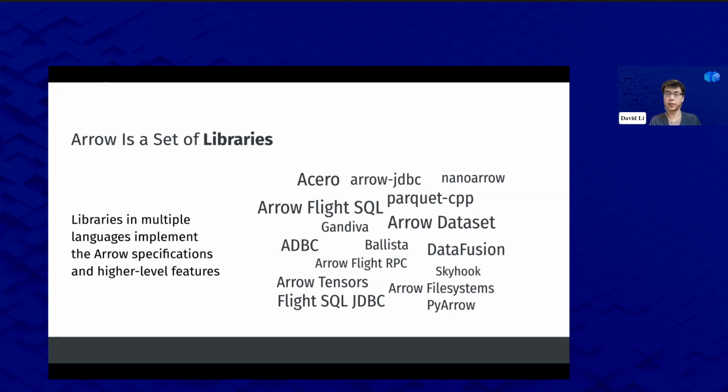The Python bindings, PyArrow, include support for converting between Arrow and Pandas data frames. And the Rust Arrow project actually even includes a distributed query engine. So as you can see within the Arrow libraries, there's also a lot of higher level functionality available out of the box.